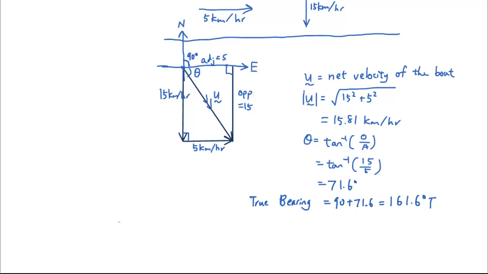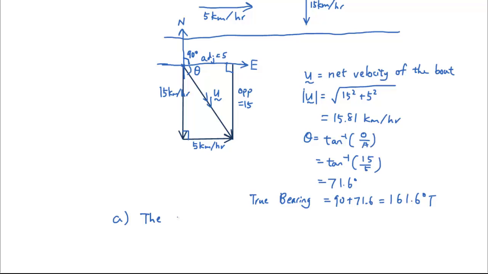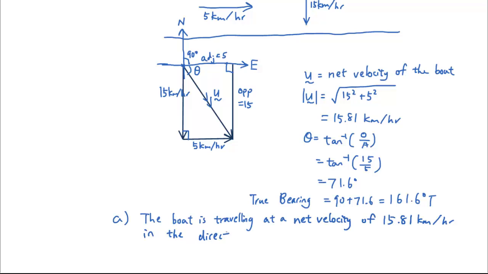So you can say the answer to question A, the net velocity of the boat: the boat is traveling at a net velocity of 15.81 kilometers per hour in the direction 161.6 degrees true. That is the actual velocity of the boat. It's actually moving in this direction instead of directly south, because of the current.